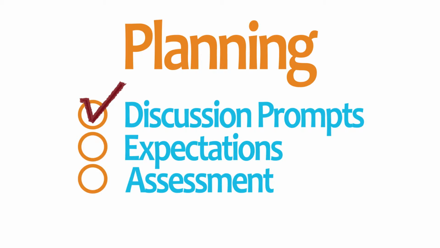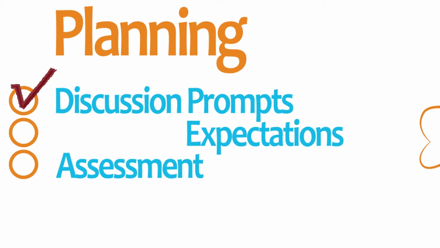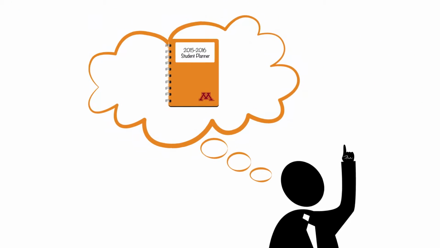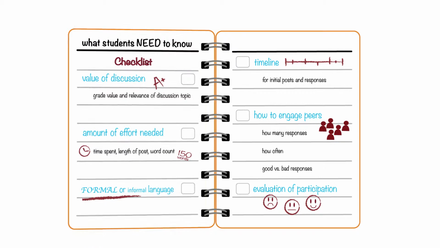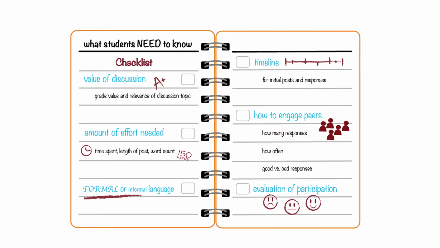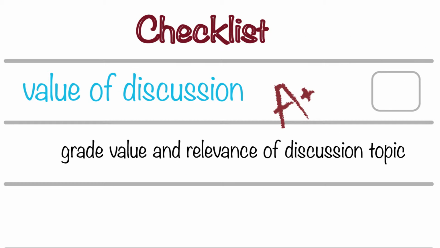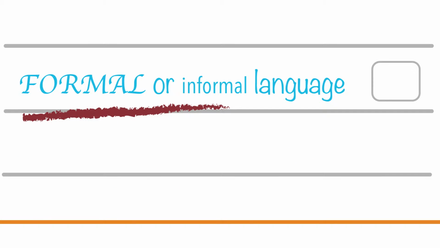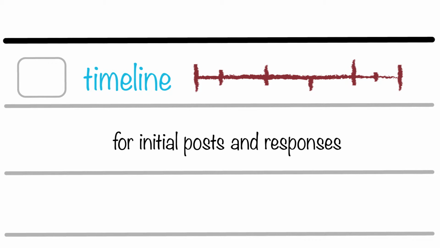When planning discussion assignments, be sure to establish expectations for participation. Students need to know the value of the discussion, both the grade value and the relevance of the discussion topic. They need to know the amount of effort they should invest. This might be time spent, the length of the post, or the word count that you want. Students need to know if you expect formal or informal language, and they need a timeline for initial posts as well as responses.